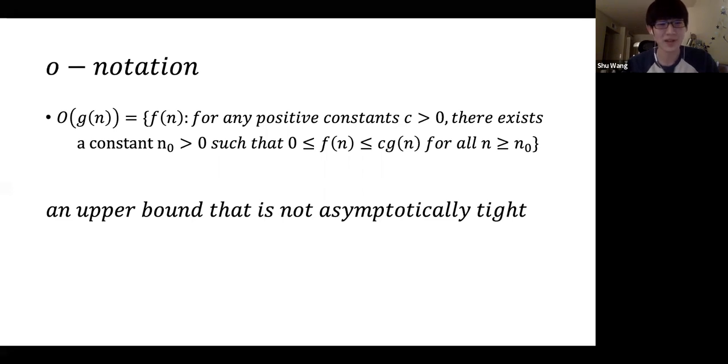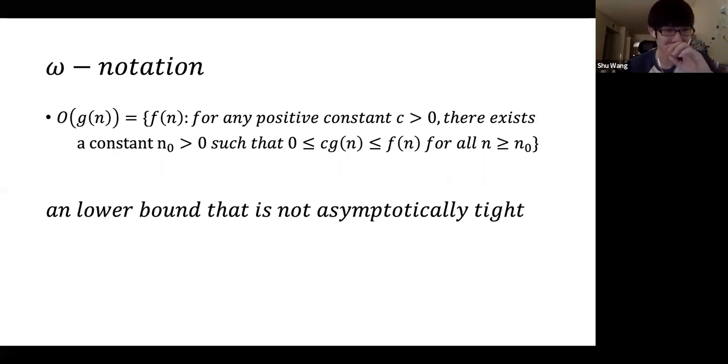So the small o is an upper bound that is not asymptotically tight. The difference between the small o and the big O in this formal definition is that the small o is for any positive constant C, but for the big O the condition is kind of loose. It requires there exists a constant C greater than 0. So that's the main difference.